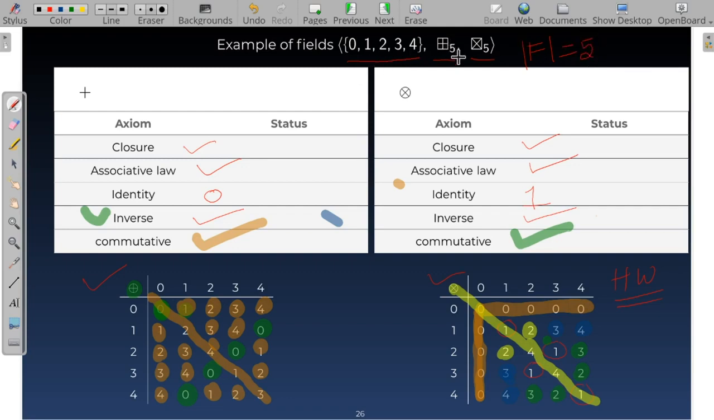If this is modulo 4 multiplication and modulo 4 addition, then you cannot define a field, because we have already seen that with respect to addition that was a group, but with respect to multiplication that was not a group. So it has to be a commutative group with respect to both addition and multiplication, and it is not going to be satisfied if this is not a prime number. Okay, so this is one example of a field.